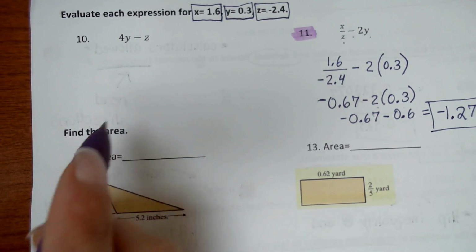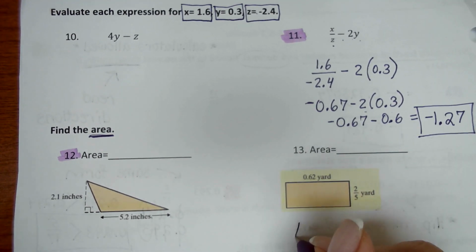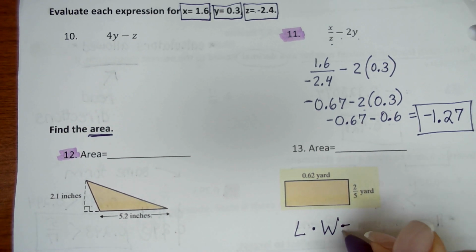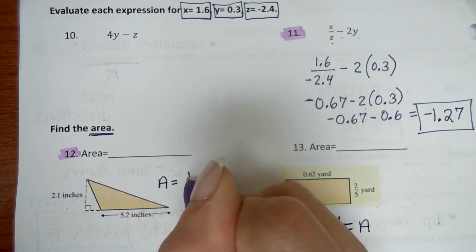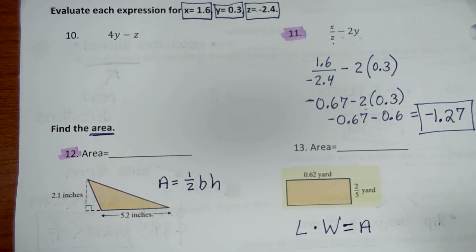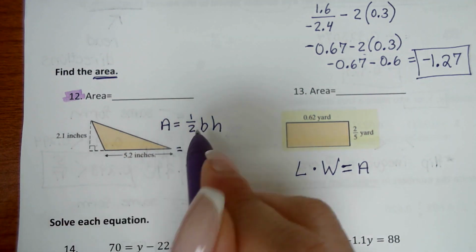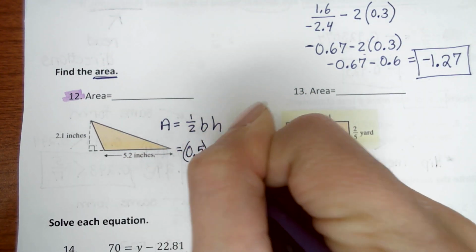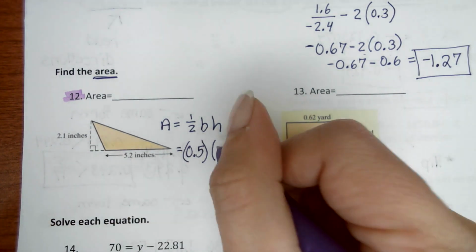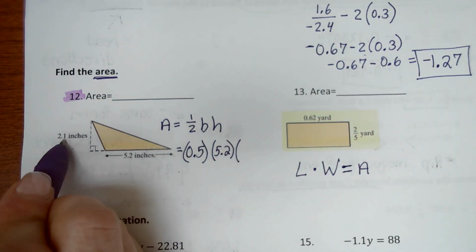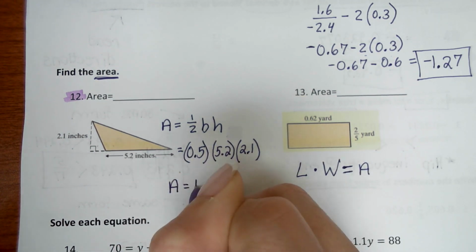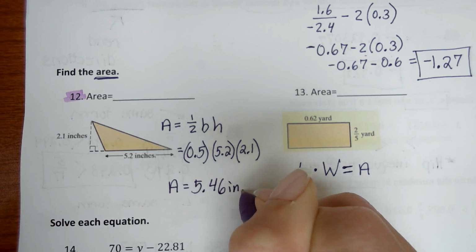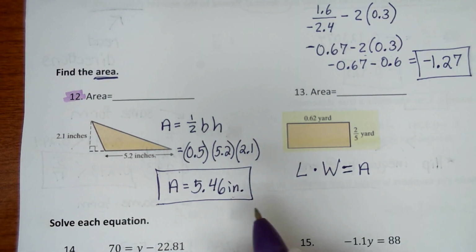Now, the next type of question you might see is an area question. Now, area we know for rectangles is a simple length times width equals area. But if we're talking about triangles, we've learned that area equals half the base times the height. So I like to turn this into decimals. So I'm going to replace half with 0.5. The base of this triangle is 5.2. And the height of the triangle is 2.1. Now when I multiply that together, 5.2 times 0.5 times 2.1, we get area is 5.46 inches. Remember, for your measurements, we have to include the labels.